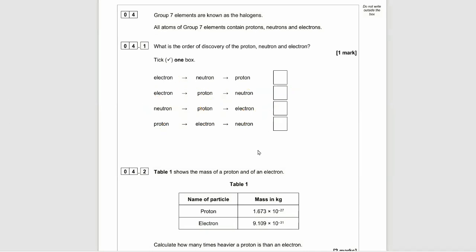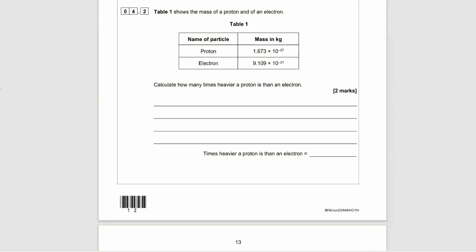Okay, let's move on to 4.2. So, table 1 shows the mass of a proton and an electron. A proton is 1.673 times 10 to the minus 27. An electron is even lighter, 9.109 times 10 to the minus 31. So, how many times heavier is the proton than an electron? Just divide the mass of the proton by the electron.